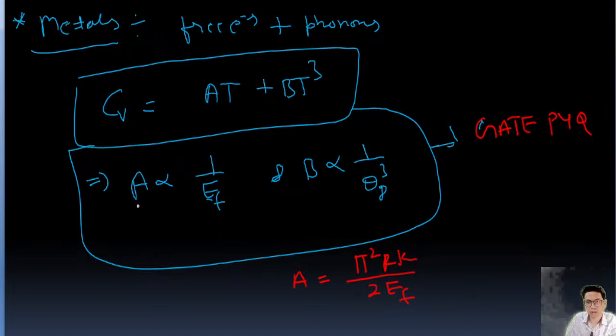You need to note down that if A and B are constants, A is proportional to 1 upon EF, or A is inversely proportional to EF, and B is inversely proportional to the cube of theta D, that is the Debye temperature. Okay, these are very important results, and this question is asked in CSIR NET and in GATE. Okay, next. This is a trick, guys.